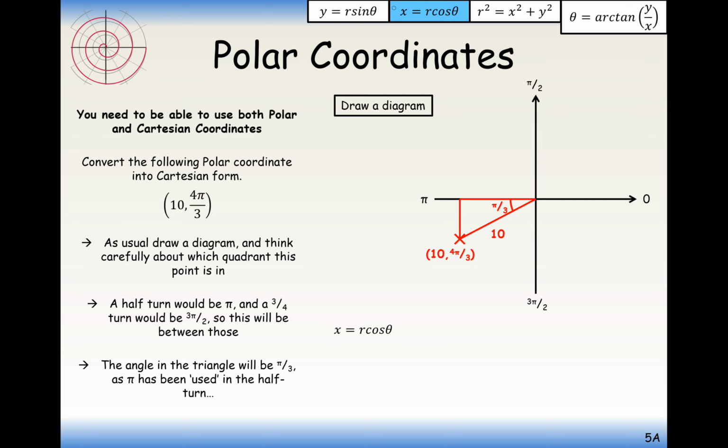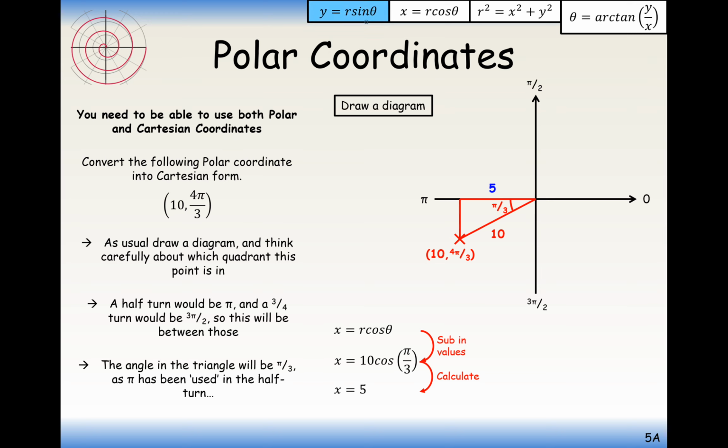So x here, if you remember at the top of the page, x equals r cos theta. So just plug in 10 and 4 pi by 3. Or you could do pi by 3 and then just remember it's going to be a negative value. 4 pi by 3 would be absolutely fine to plug in there as well, and you'll get negative 5.